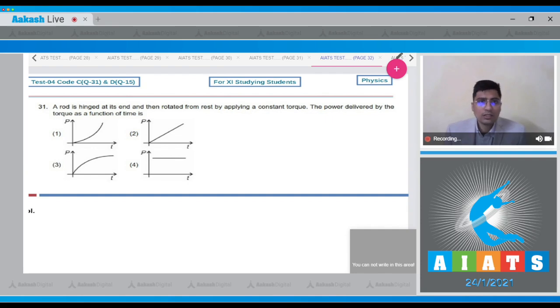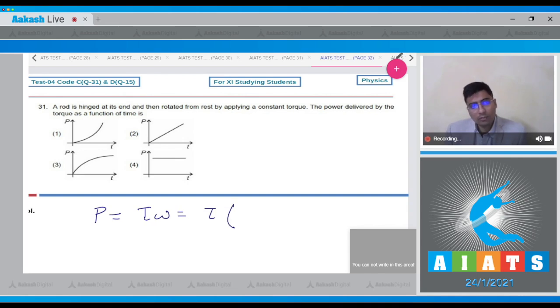In question 31, a rod is hinged at the end and rotated from rest by applying a constant torque. The power delivered by the torque as a function of time is to be given. Notice, student, the power will be equal to torque into omega.